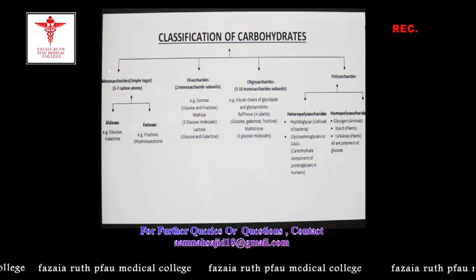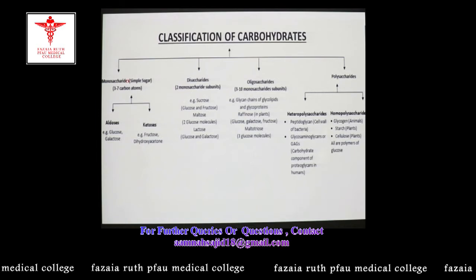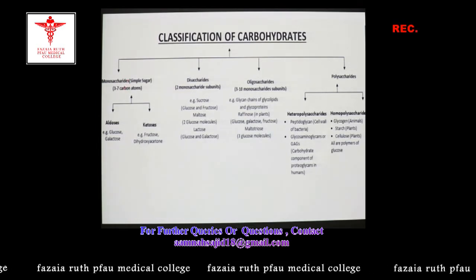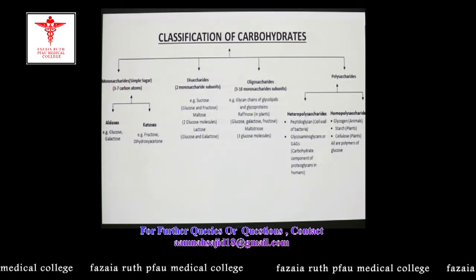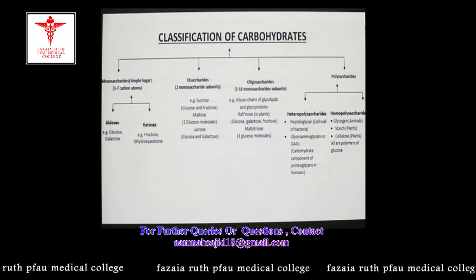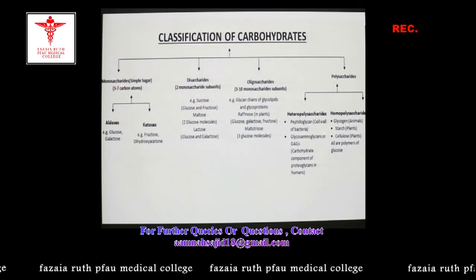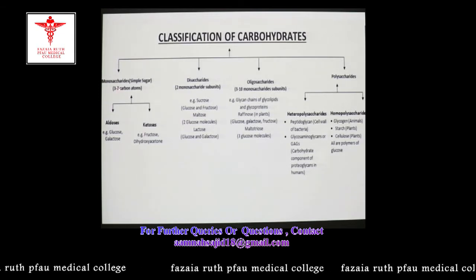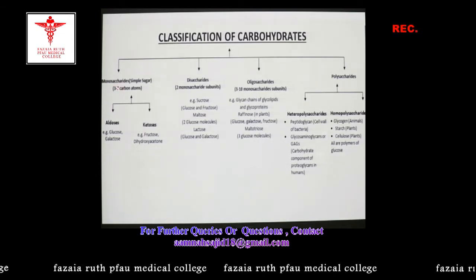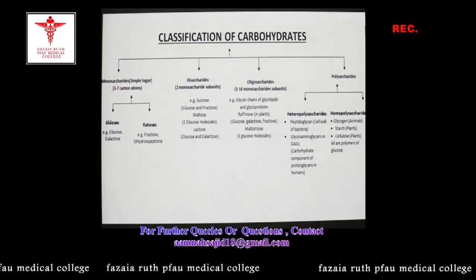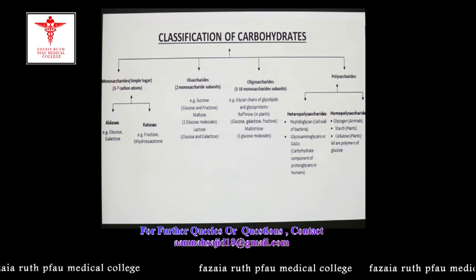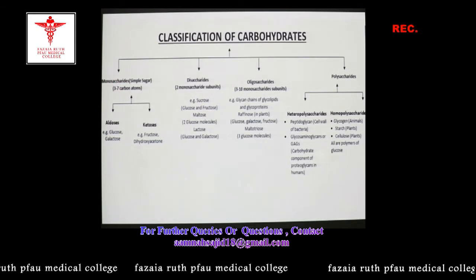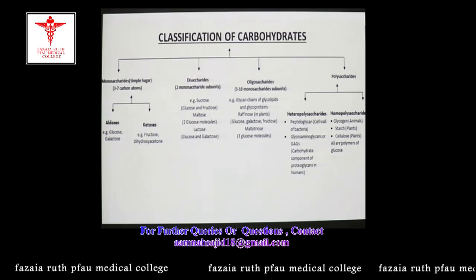Now, monosaccharides can also be classified depending upon the number of carbon atoms present in their structure. For example, a 3 carbon containing monosaccharide will be termed a triose, a 4 carbon containing monosaccharide would be a tetrose, a 5 carbon containing monosaccharide would be a pentose, a 6 carbon containing monosaccharide would be a hexose, and a 7 carbon containing monosaccharide would be a heptose.